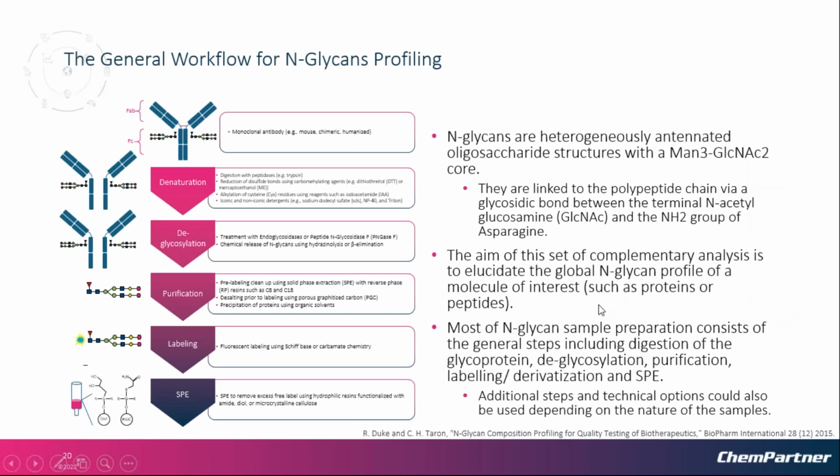The aim of this analysis on the left panel is to elucidate the global N-glycan profile of a molecule of interest. Usually the steps include denaturation, deglycosylation, purification, labeling, and SPE purification. Most N-glycan sample preparation consists of these general steps: digestion of the glycoprotein, deglycosylation, purification, labeling, and SPE.